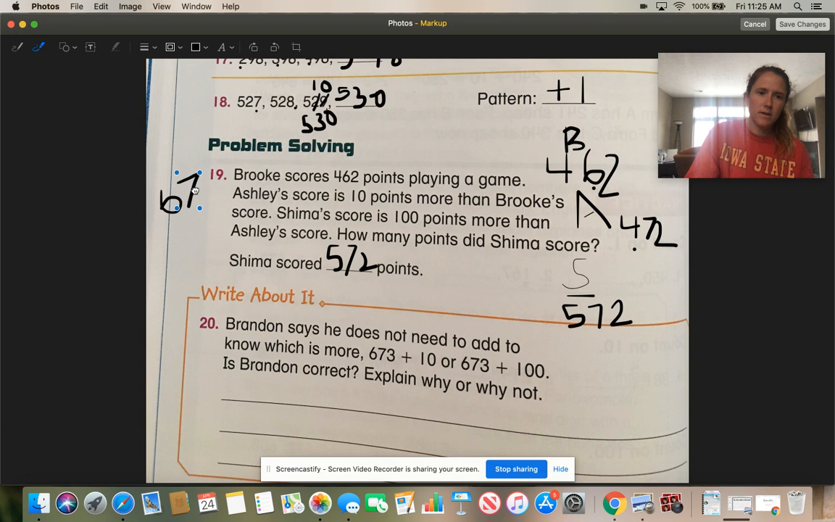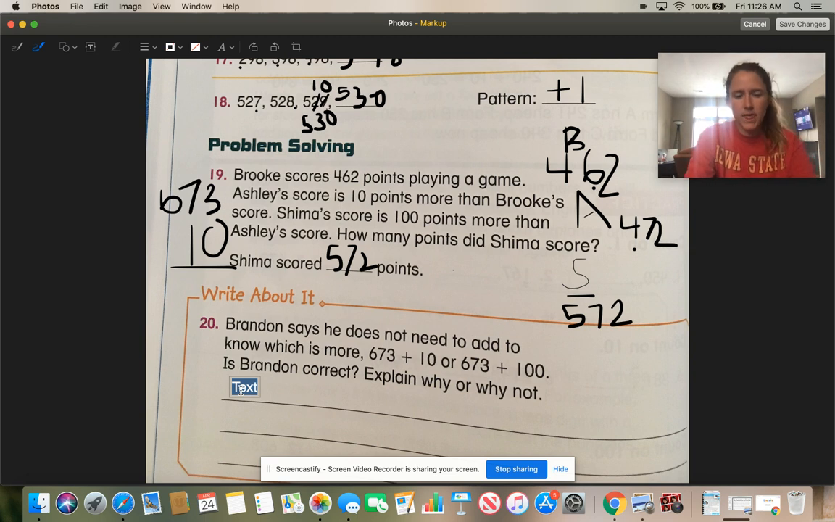673 plus 10. He wouldn't have to do that. He could use mental math. So I'm thinking what they mean by this question. It's kind of a tricky question. I think that they mean he doesn't have to add, he can use mental math. So is Brandon correct? Well, no, he's not correct because you still have to add even though he's doing mental math.